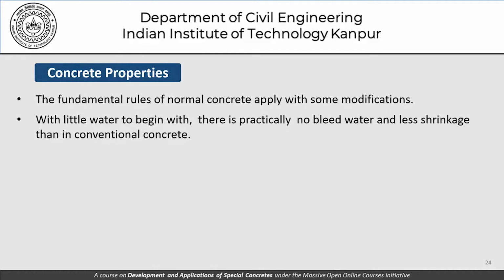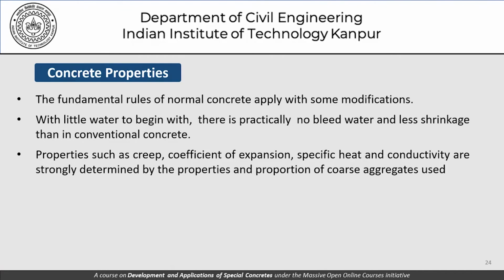With very little water to begin with, there is practically no bleeding water and less shrinkage than conventional concrete. Properties such as creep, the coefficient of expansion, specific heat and conductivity are strongly determined by the properties and proportions of the coarse aggregate in the case of roller compacted concretes.